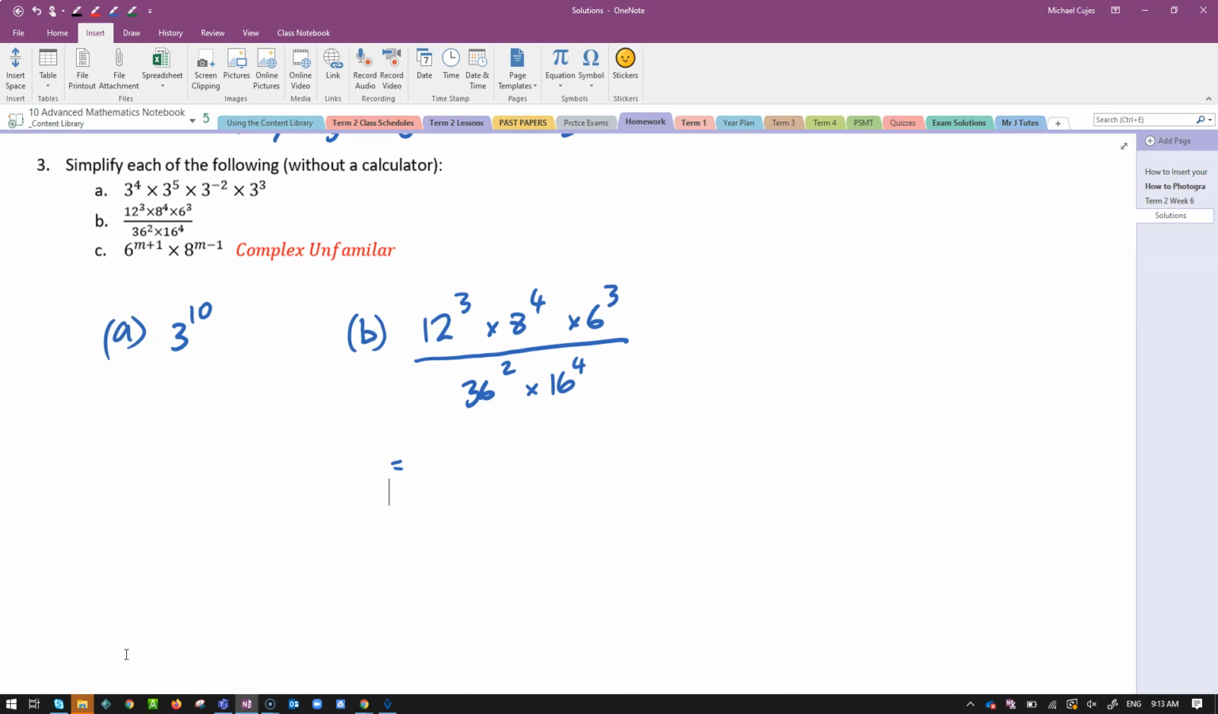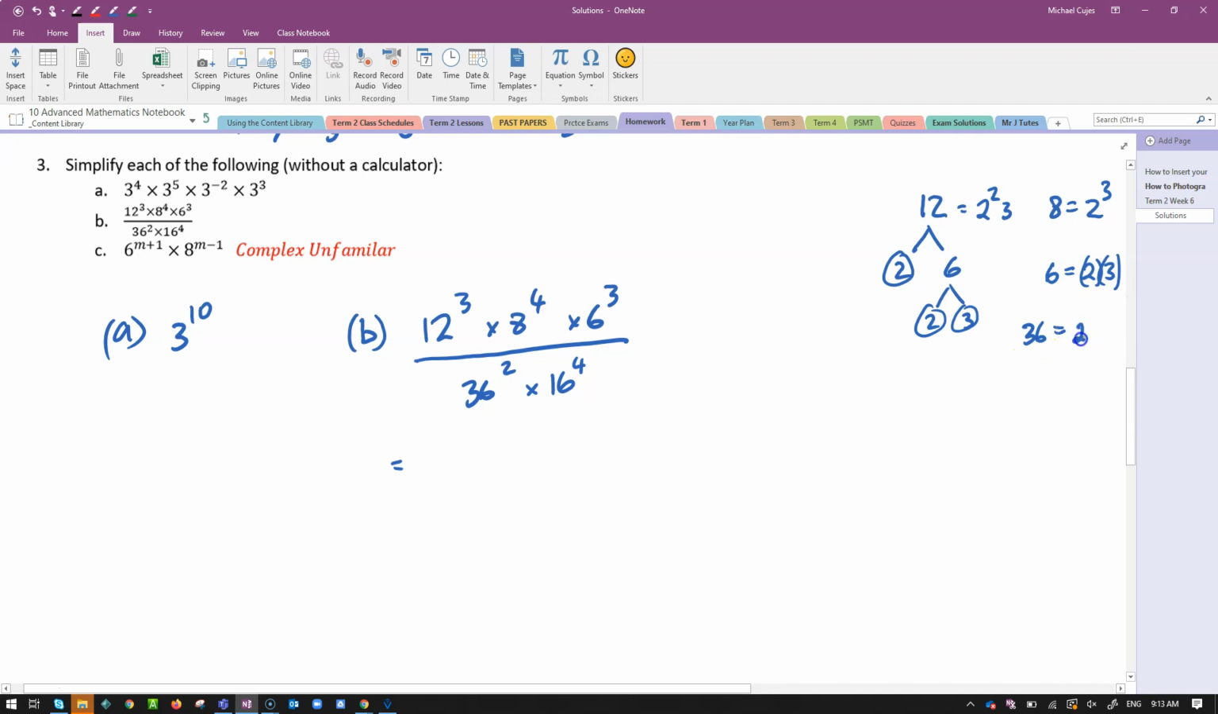You remember doing factor trees back when you were little kids, and we used to go something like 12, that's equal to 2 times 6. Oh, 6 is equal to 2 times 3. So 12 is actually 2 squared times 3. Remember doing those little factor trees? 8, we know that that's 2 to the power of 3 already. 6, we know that that's 2 times 3. 36, I can write as 6 squared, so it's actually going to be 2 squared times 3 squared. And 16 is 2 to the power of 4.